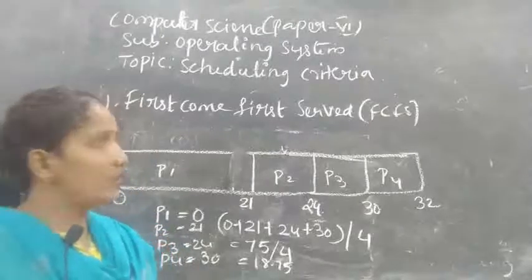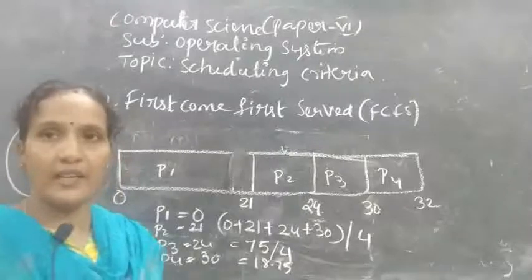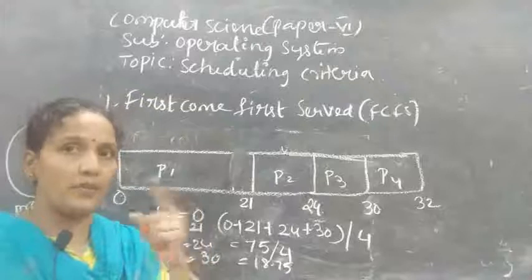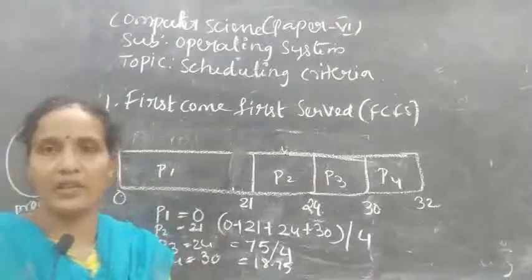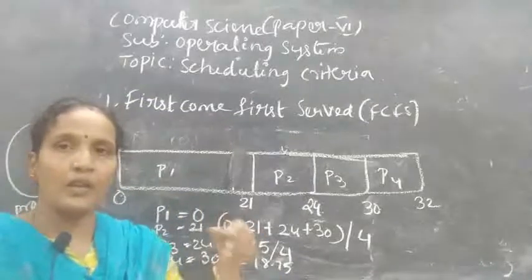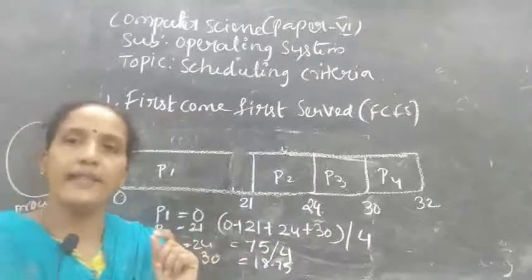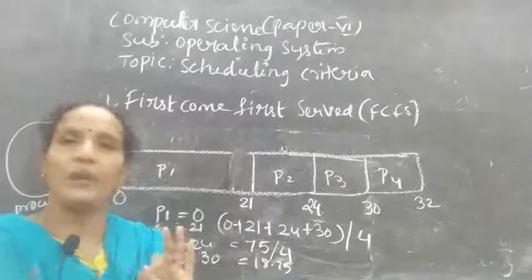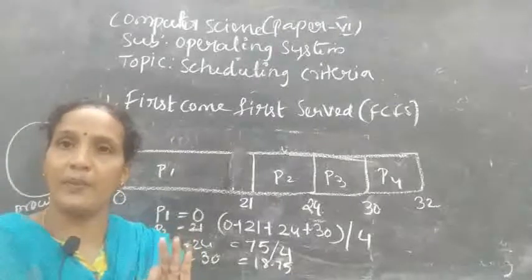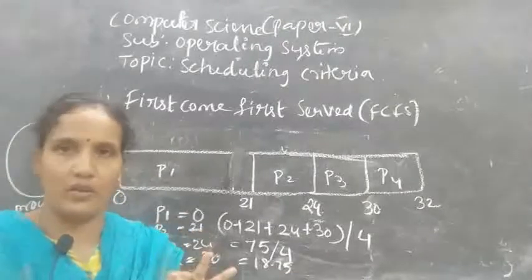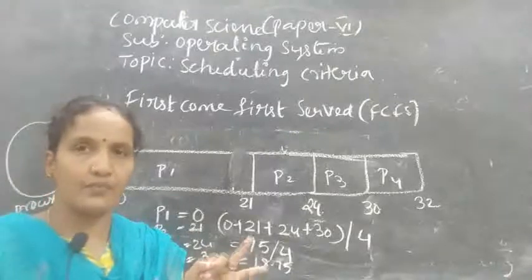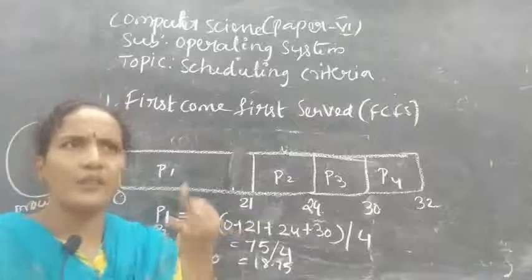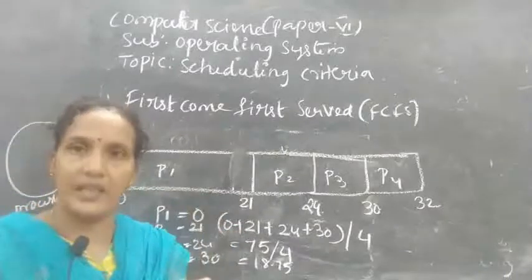Clear? Today in this class I have explained scheduling criteria. Waiting time is also one of the factors of the scheduling criteria. Whenever you select any algorithm, first you have to check the first criterion: does that algorithm keep the CPU always busy or not? The second one is throughput. Throughput means how many processes are executed in a given time.